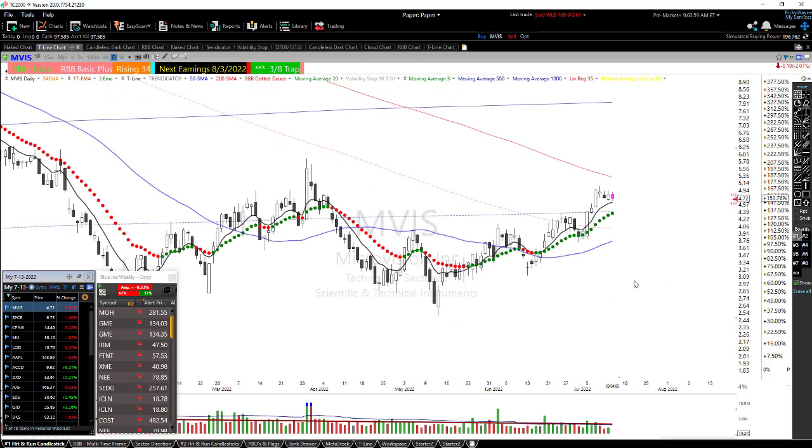MVIS, last one, another one we had on the watch list, or we talked about yesterday. Once again, we've got that trend in there, and once again, we have those highs and lows all doing what they're supposed to be doing right in here. We just have to wait for the proper time to enter. So what's the proper time? We'll talk about that in the trading room.